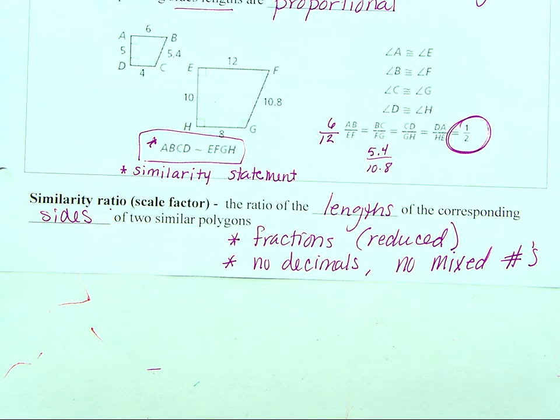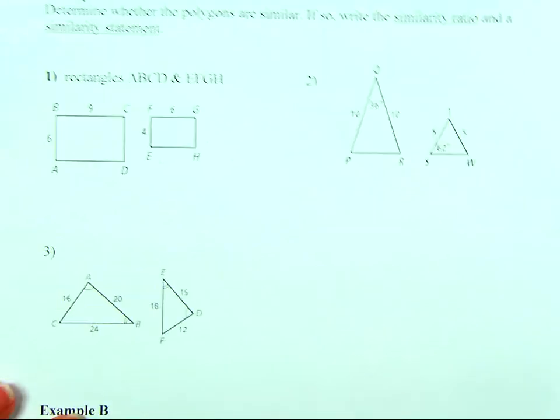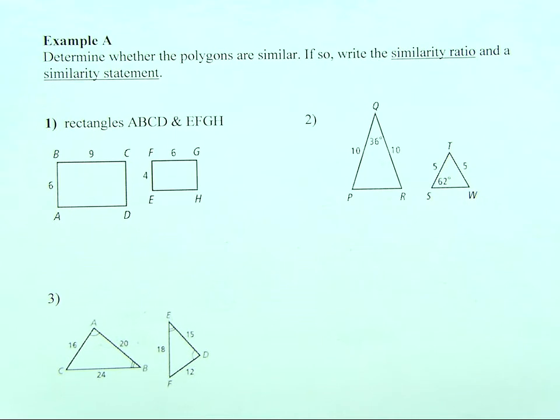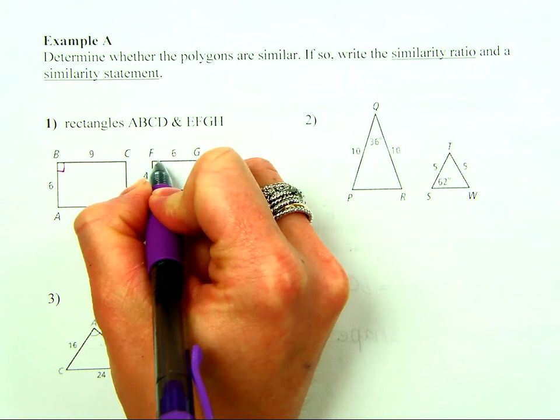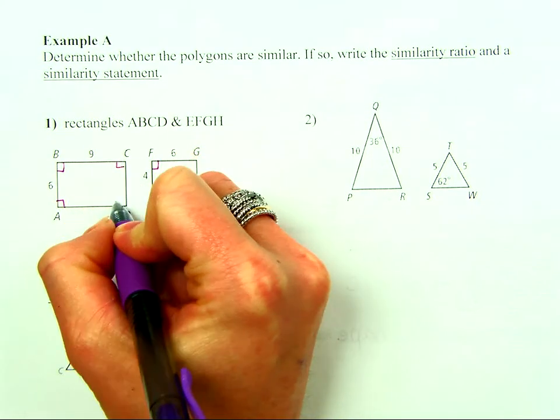Okay, so let's take a look at a couple examples. In example A, they're asking us to determine whether our polygons are similar, and if so, they want us to write the similarity ratio and the similarity statement. So as I look at my figure here in number 1, they tell me I have two rectangles, ABCD and EFGH. If I have a rectangle, first of all, we know that we have 90-degree angles.